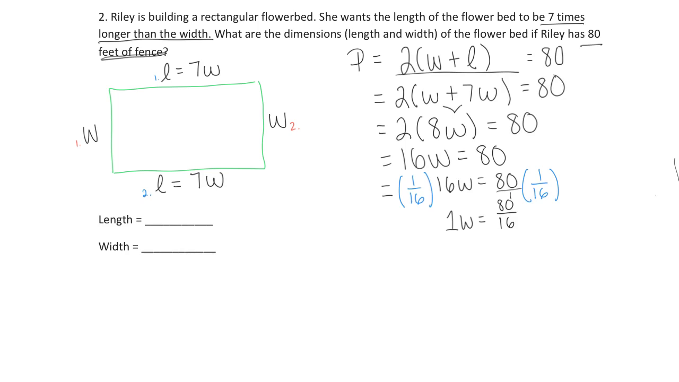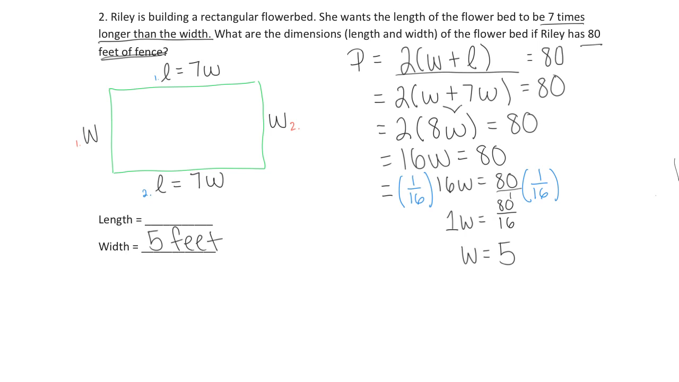Now you're going to take your calculator and you're going to solve for w equals 80 divided by 16. 80 divided by 16 is going to give us 5. So we know now that the width of the fence is going to be 5 feet.